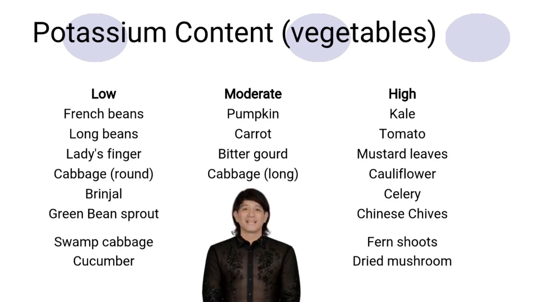Let's explore the potassium content in vegetables. Low potassium options include French beans and pumpkin. Moderate levels are found in kale and long beans. High potassium vegetables include carrot, tomato, and lady's finger. Understanding these levels helps in dietary planning and managing potassium intake effectively.